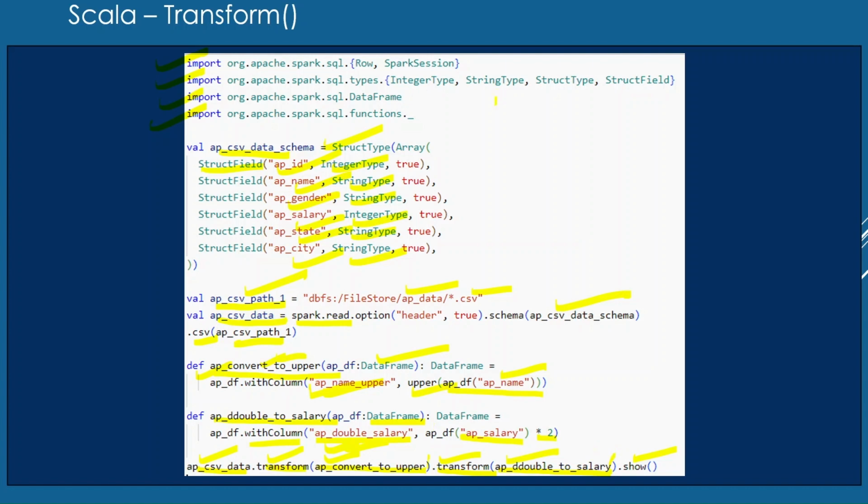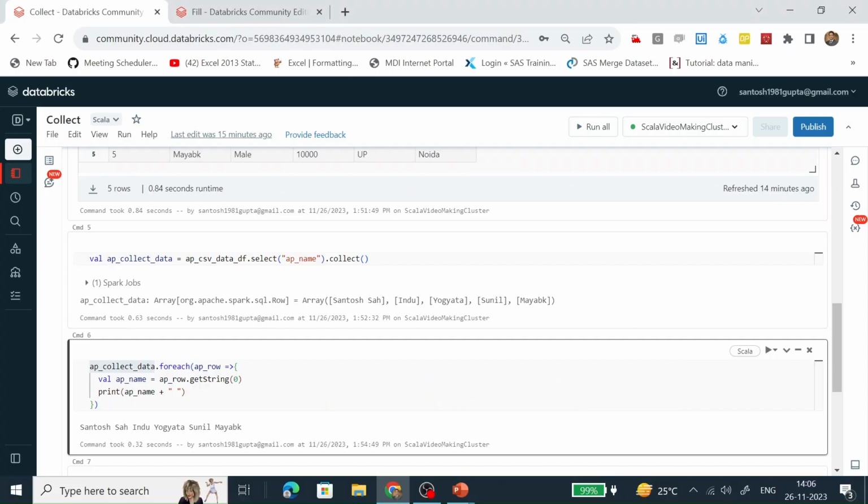Till here, the creation of this data frame by reading the CSV file, I have done multiple times in my previous videos. Then I will copy the code from one of my previous exercises, and I will show you how this transform function works in Scala. So let's go to Databricks.